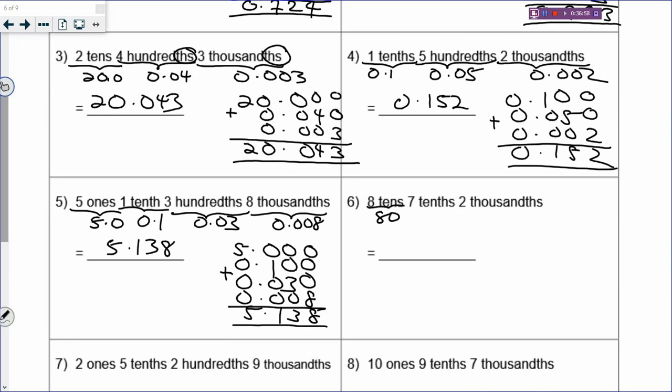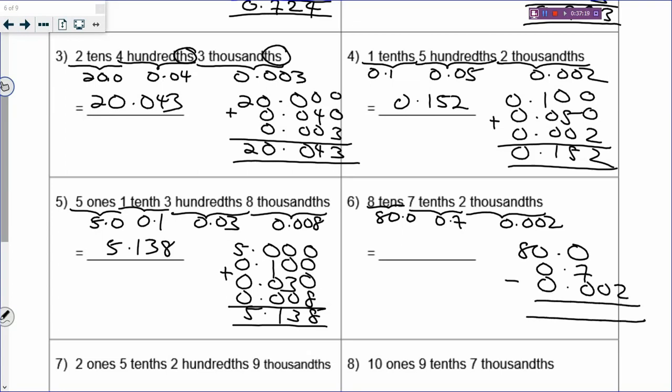Quickly, the next one, 8/10. 8 tens will be 80. Change it into a decimal, add a 0.0 there. 7/10 will be 0.7. 2000 will be 0.002. Then add them all together: 80.0, 0.7, 0.002, and don't forget to put the zeros in the blank spaces, and you have 80.702, and that's your answer. Not that hard, right?